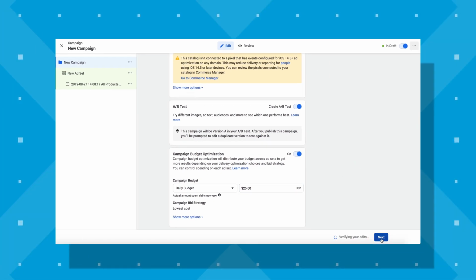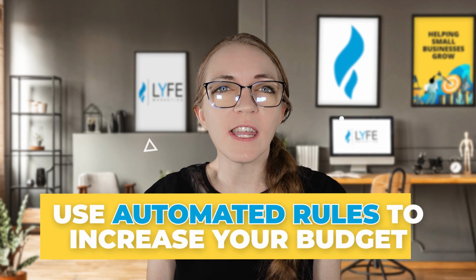It's not the best option if you are in the phase of testing lots of audiences, or if you're running very specific campaigns. You could also try to use automated rules to increase your budget.